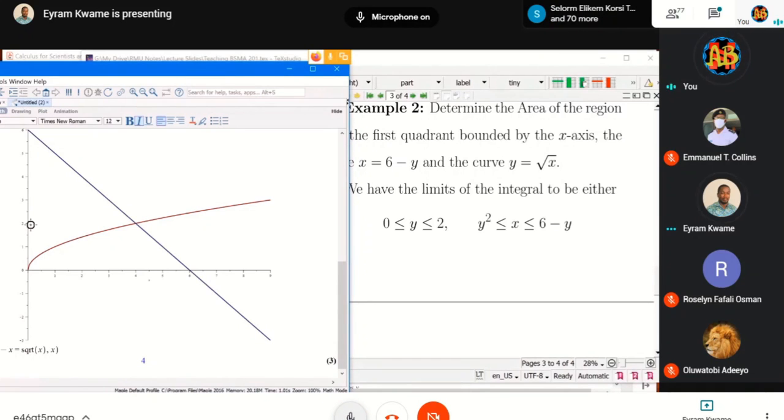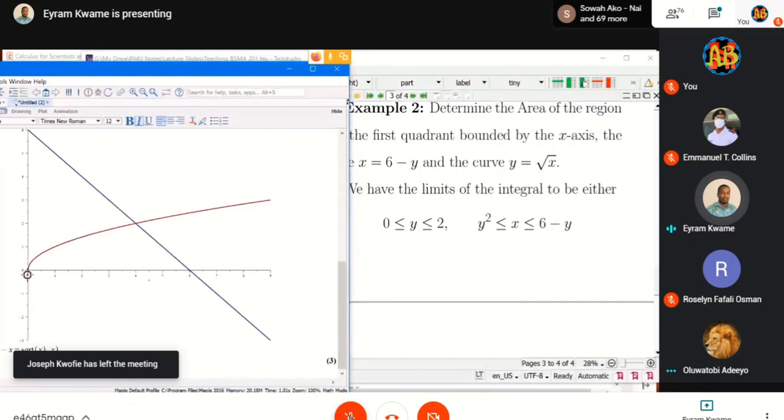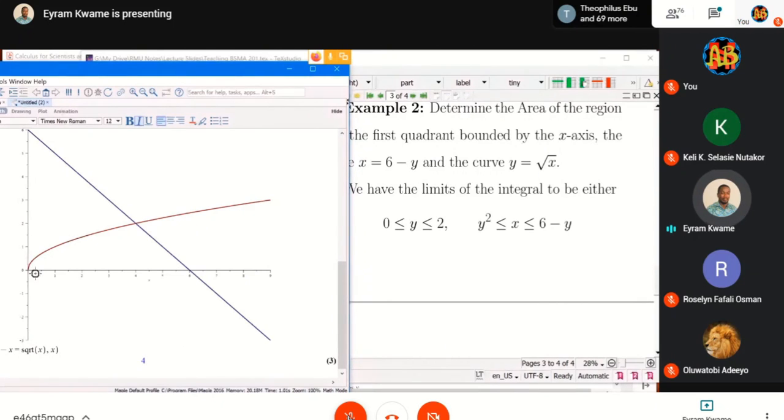So along the y-axis, I'll start from 0 and end at 2. But along the x-axis, you cannot start from 0 to 6. That will make a rectangle. But you start from this line. This line, which is written as y is equal to square root of x, can also be written as y squared is equal to x.